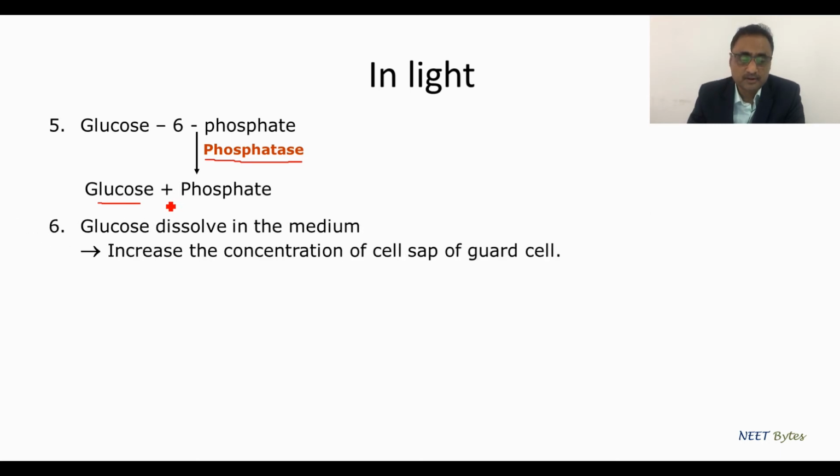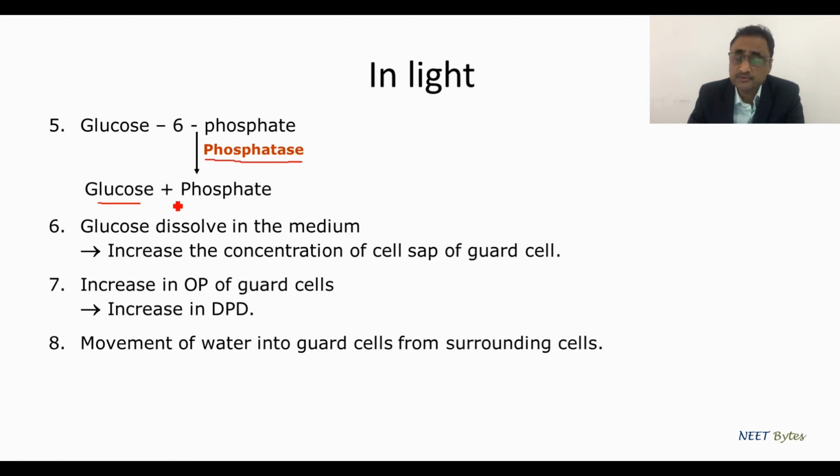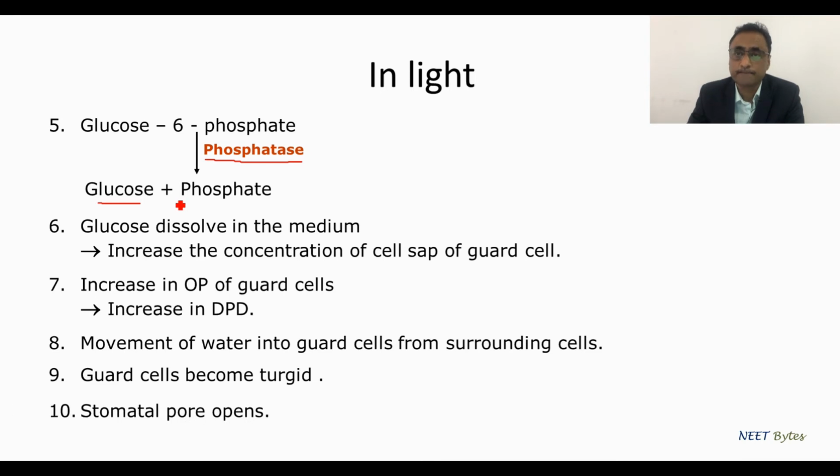So glucose will eventually decrease the osmotic potential of guard cells. So there is going to be endosmosis, and as a result the guard cell will become turgid. And if the guard cell becomes turgid, stomata are going to open. So this is the simple thing as it is explained in the sugar starch hypothesis.